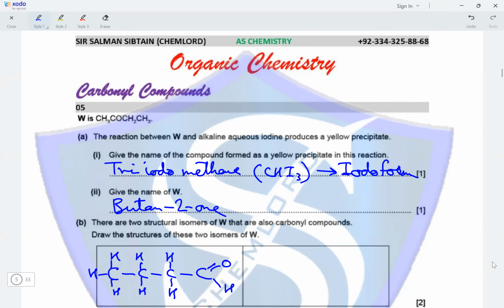And another isomer of W could be another aldehyde, but one of the carbon atoms becomes a substituent group. So we have three carbon atoms in the straight chain and one of the carbon atoms acting as a methyl group, forming a branched aldehyde. So the name of this aldehyde would be 2-methylpropanal. So this is also another structural isomer of butan-2-one.